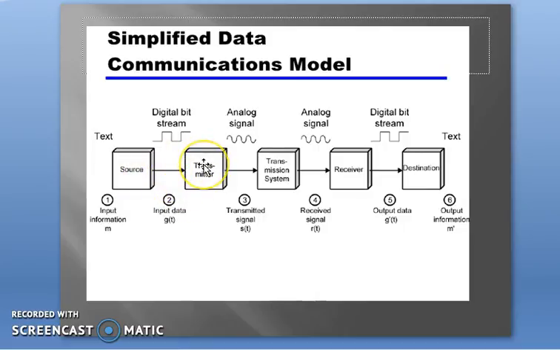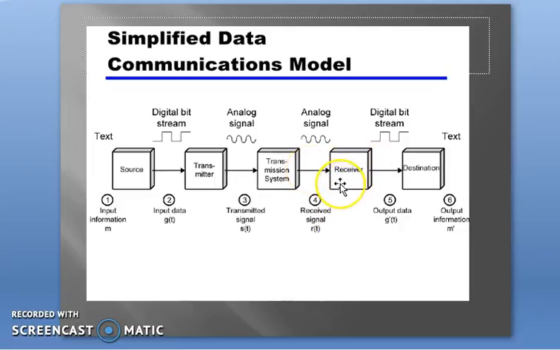The transmitter will convert the data from the source into a form that can be transmitted across the transmission system. We all know that communication through wires is usually done in the form of analog signals. So the digital stream bits are converted into an analog signal by the transmitter, and the analog signal is then transmitted through the transmission system and received at the receiver side.